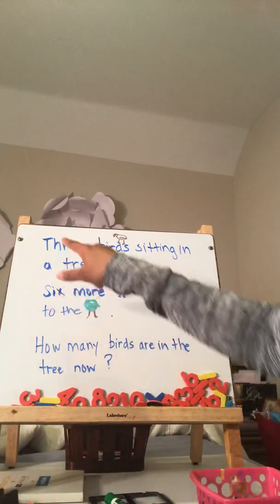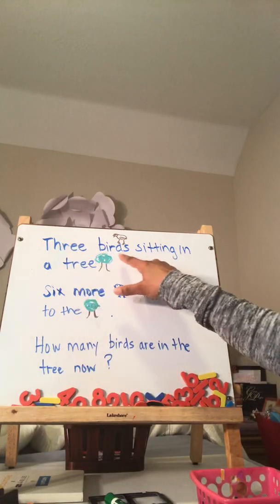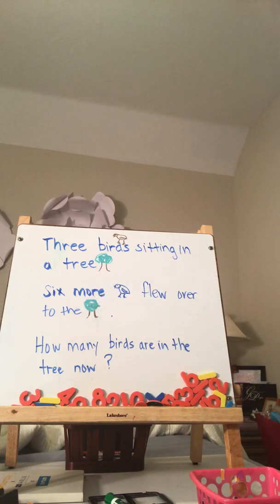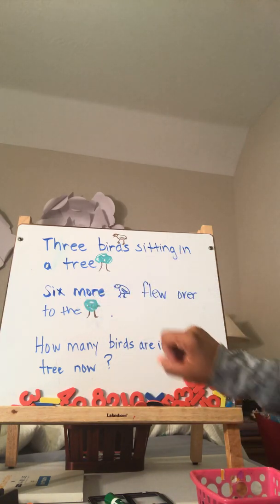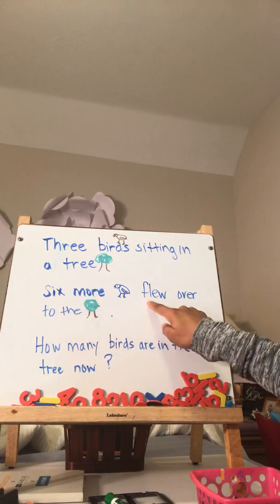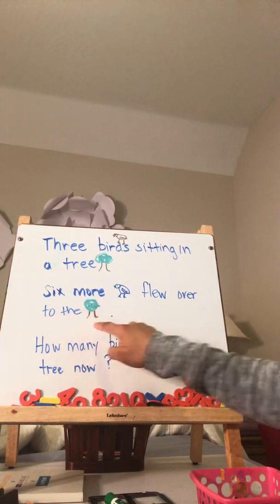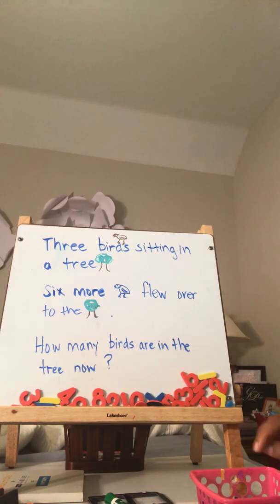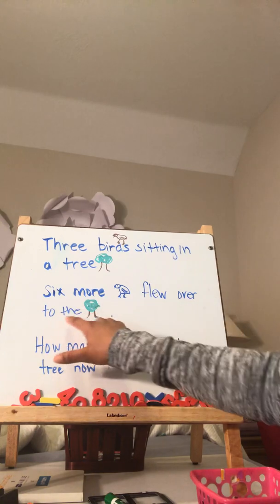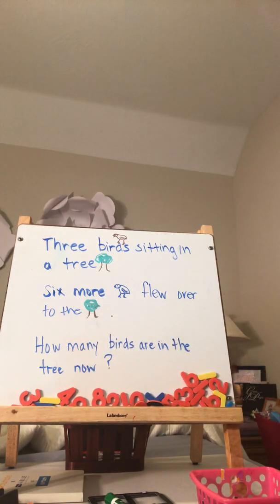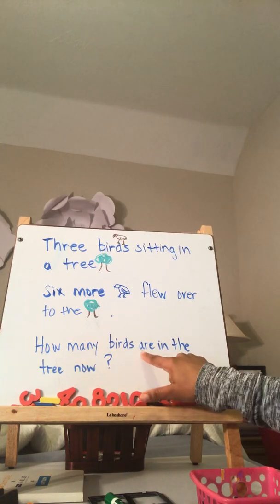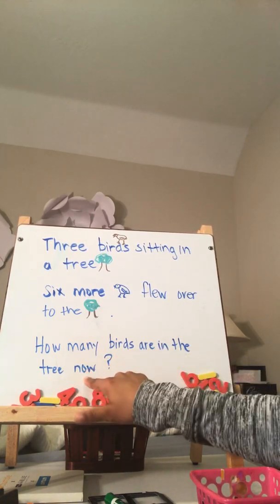It says, 3 birds sitting in a tree. So there are 3 birds sitting in a tree. 6 more birds flew over to the tree. Now, your question is, how many birds are in the tree now?